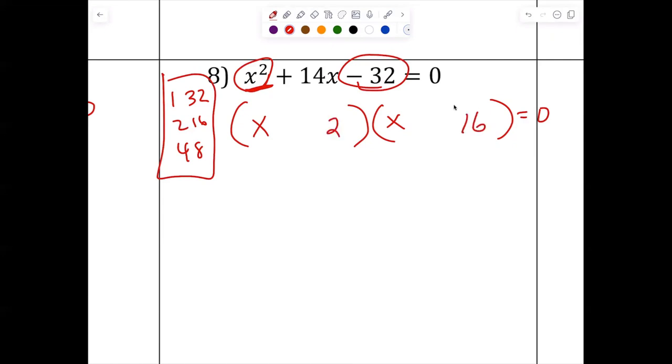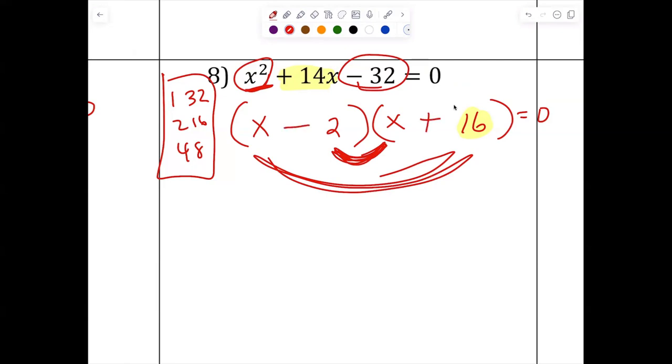Now, why did he say the 16 was positive and the 2 was negative? Because I want a positive middle term. I want a positive 14. So the 16 is the one that's going to be positive. You with me on this, Mr. Greep? Your smiley faces that you did so good at were training your brain to see those two factors. So this is a positive 16 and a negative 2.